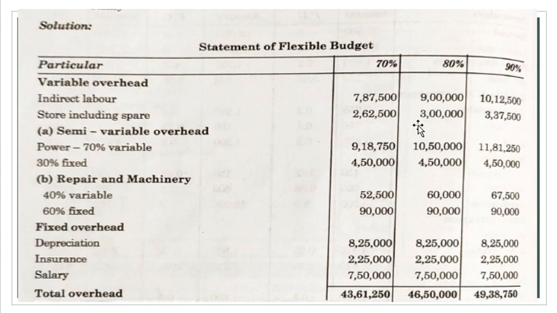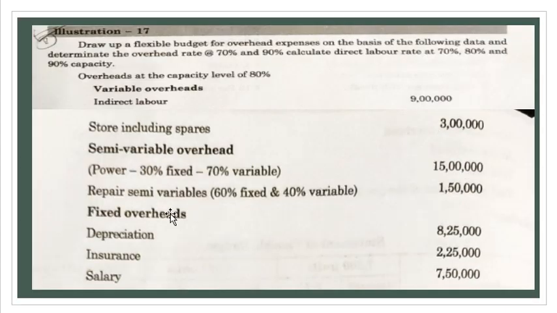Then the same thing is applicable for 90%. For 80%, if it is 3 lakh, for 90%, how much is it? So 90 into 3 lakh divided by 80, which will give us 3,37,500. So your variable overheads are done. Next is your semi-variable overheads. Under that power, 30% is fixed and 70% is variable. So what is your cost of power?